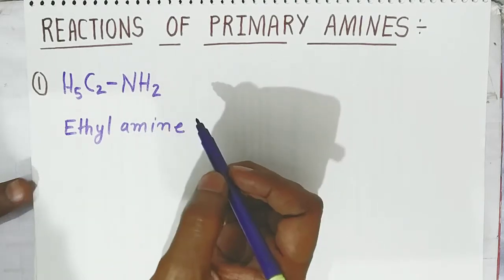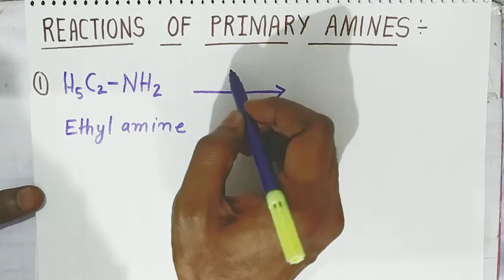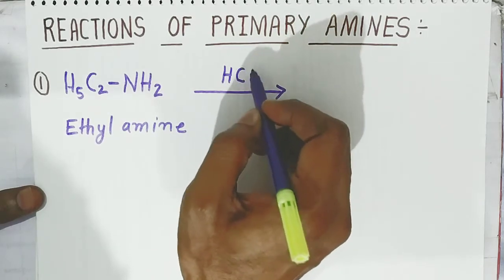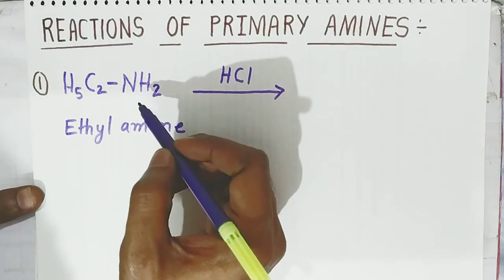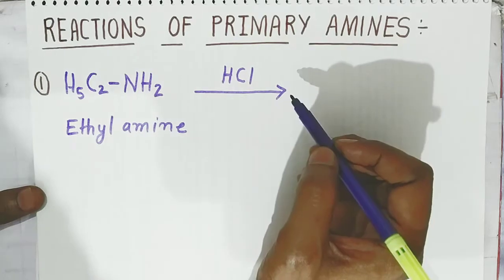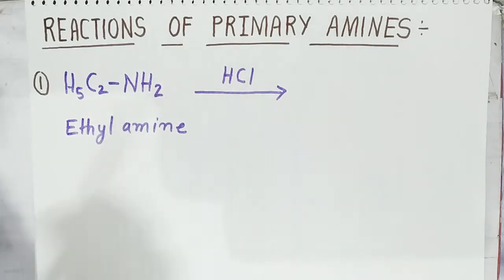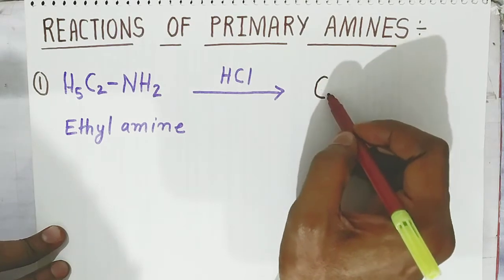This ethylamine, students, when it reacts with a simple acid, hydrochloric acid, HCl. This is the acid, and because it is an amine group, we can say it is a base. So it will form the salt, that means it will form ethyl ammonium chloride. The product is what? Ethyl ammonium chloride. So again the ethyl group will be as it is, C2H5.